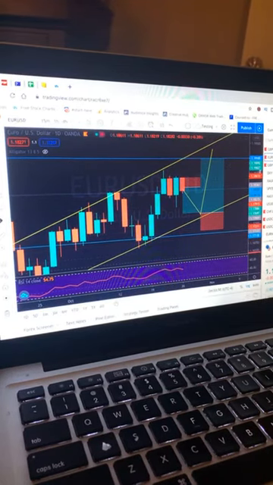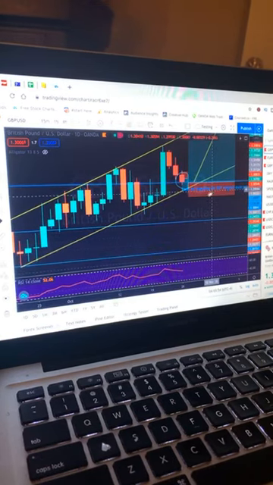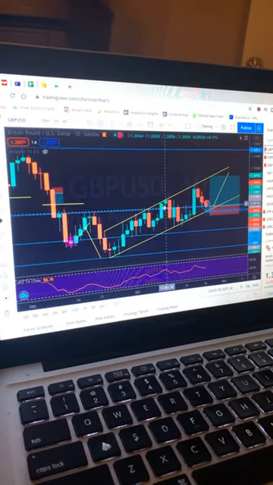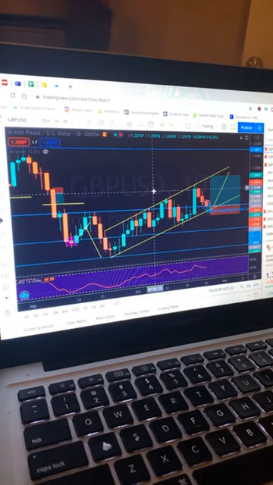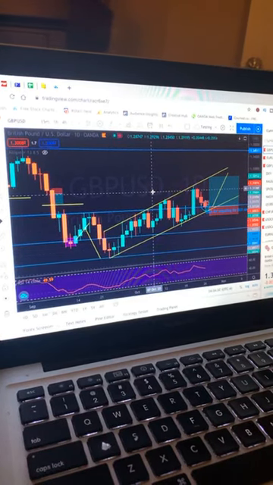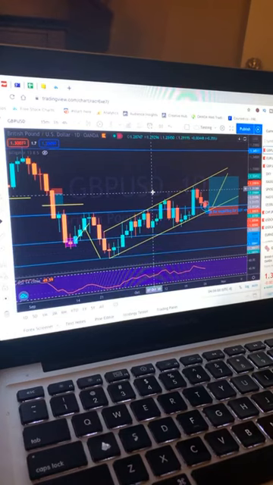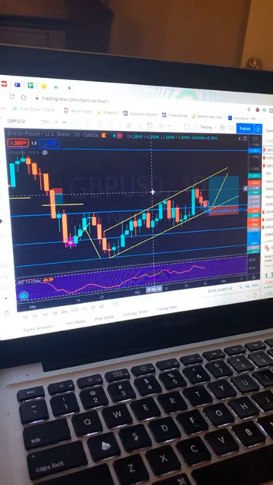So that's what I have for EURUSD. I'm gonna go to GBPUSD now. And it's kind of the same thing for GBPUSD. That's why I like GBPUSD and EURUSD, because they move kind of similarly. So I'm definitely going to be keeping my eye out for both of these pairs this week.